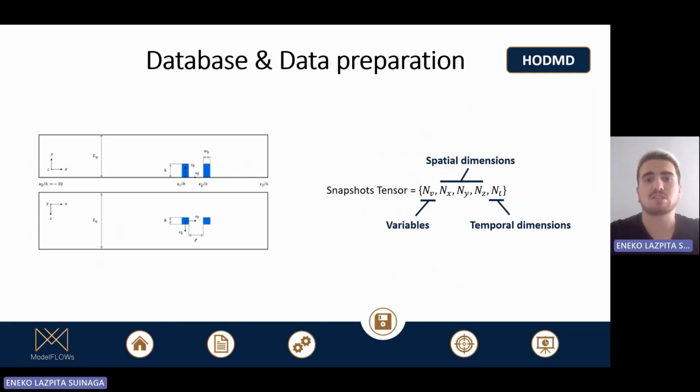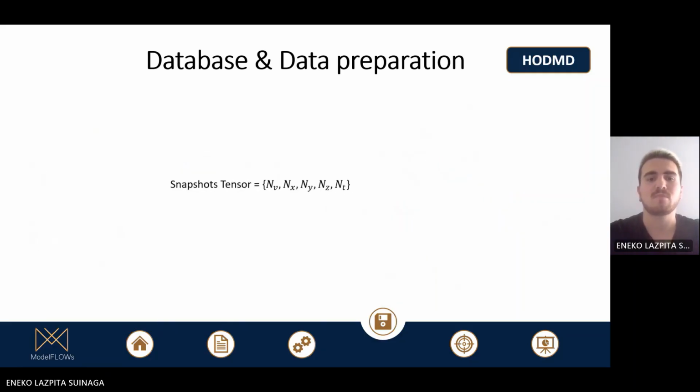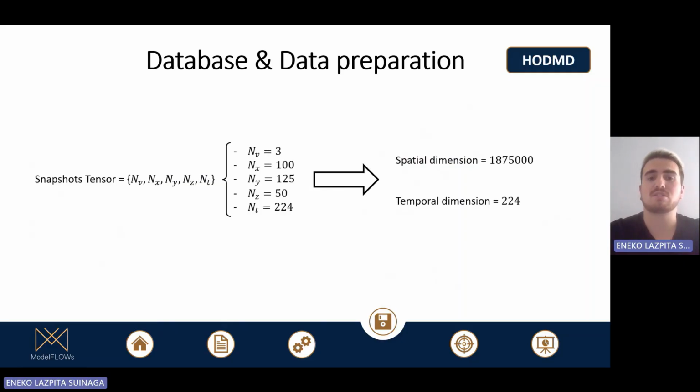Applying numerical simulation to this domain, we obtain the snapshot tensor that is organized, as you can see on the right, where we have first the variables, then the 3D mesh, and finally the temporal dimension, where we collect the different snapshots from the numerical simulation. For a specific case, you can see here some of the values for these components of the tensor. Grouping together the variables with the 3D mesh, we obtain the spatial dimension, and on the other hand, we have the temporal dimension that fits with the snapshot number.